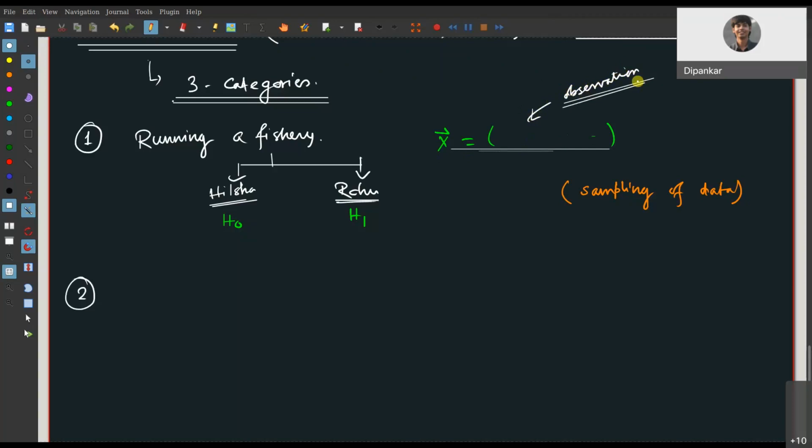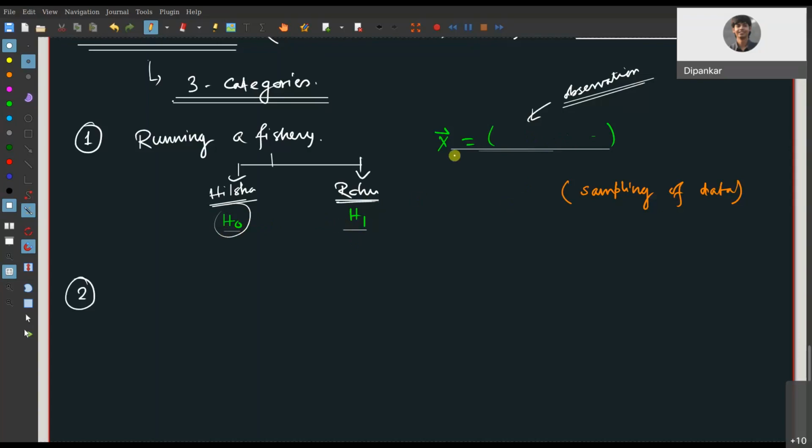Okay. So based on this observation, you will either accept this compared to this one, or accept this compared to this one. So when you are making a decision, you are basically comparing hypotheses, comparing which hypothesis is more likely to cause this data between this H0 and H1.